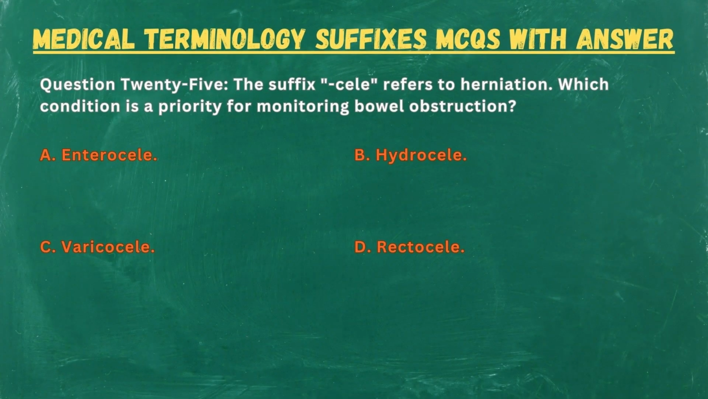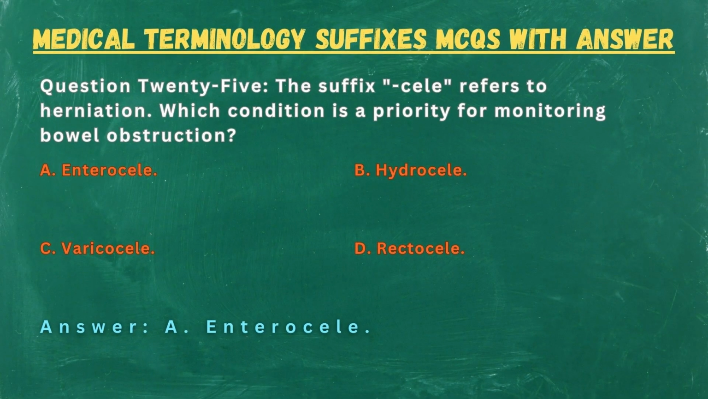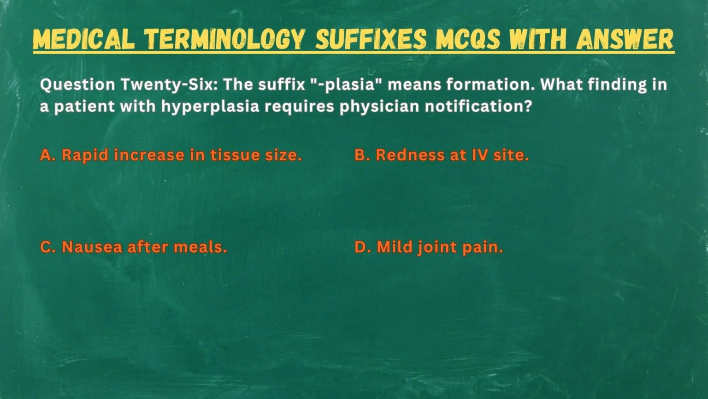Question 25. The suffix seal refers to herniation. Which condition is a priority for monitoring bowel obstruction? A. Enterocele. B. Hydrocele. C. Varicocele. D. Rectocele. Answer A. Enterocele.